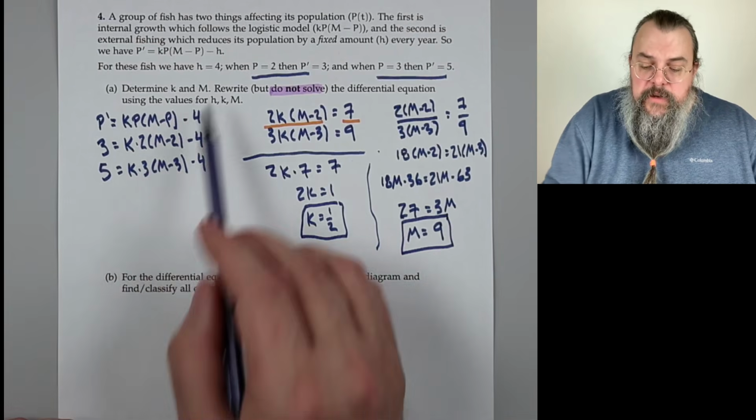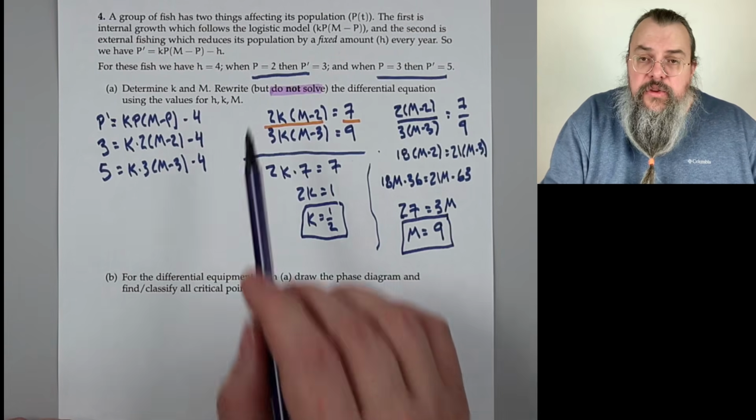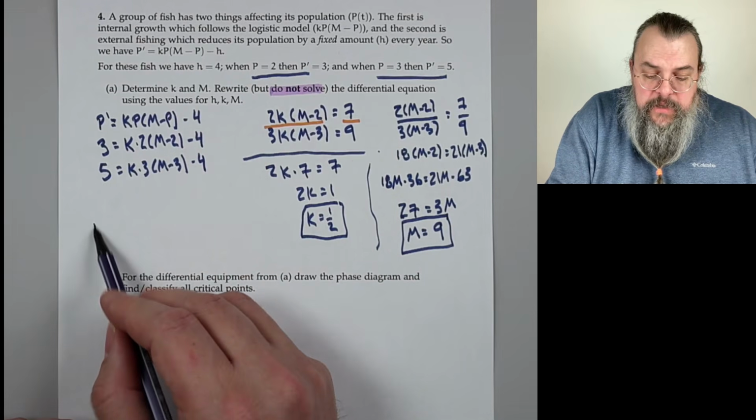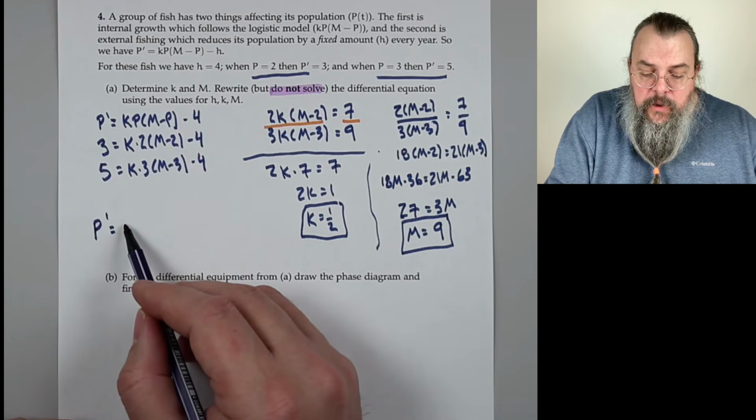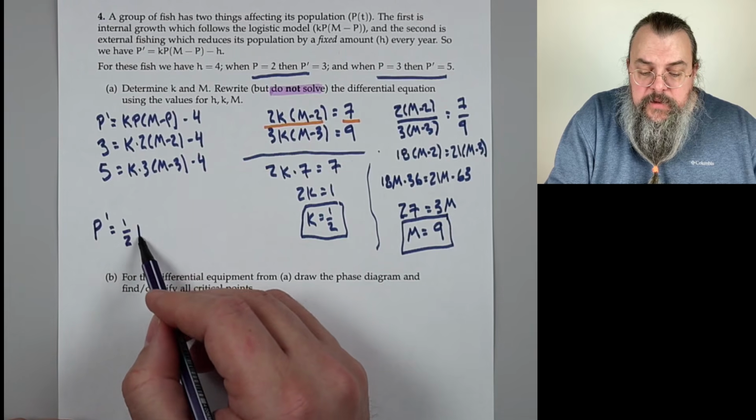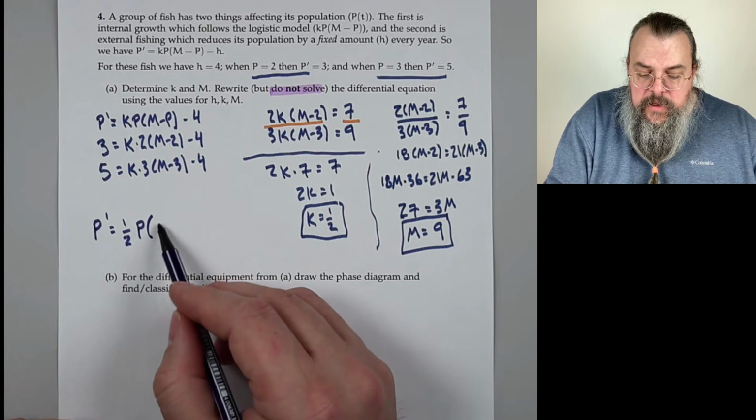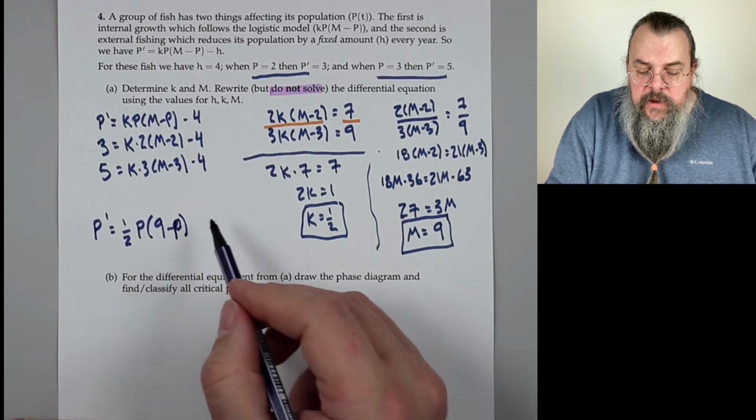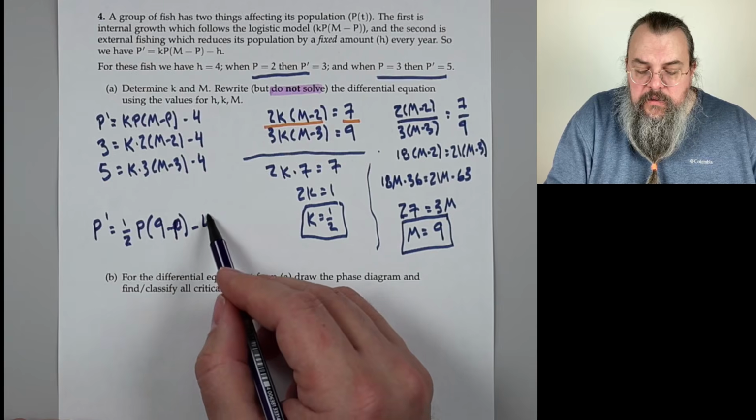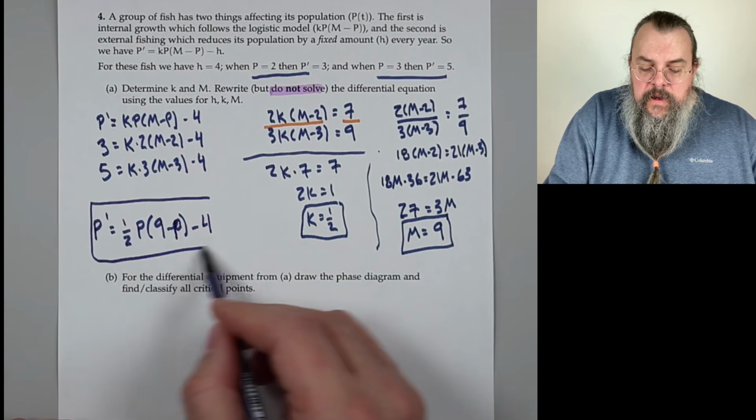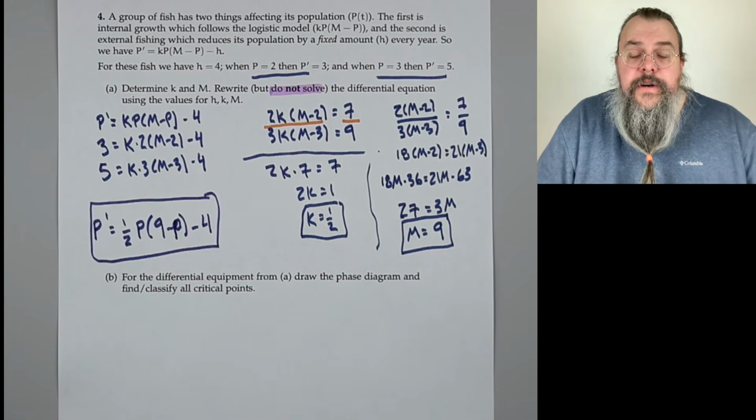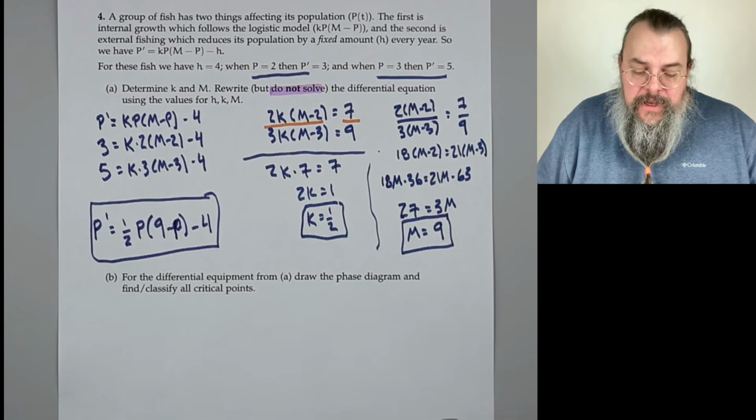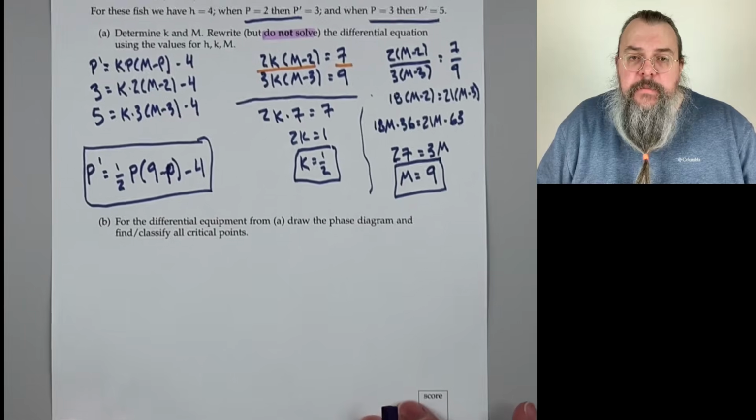So this says determine those values. And then it says rewrite using those values. All right, so we have that p prime is equal to 1/2 times p times 9 minus p, whoops, and minus 4. And there we go. Well, that's only half the problem, right? There's a part B. Okay, so let's move this up a little bit.